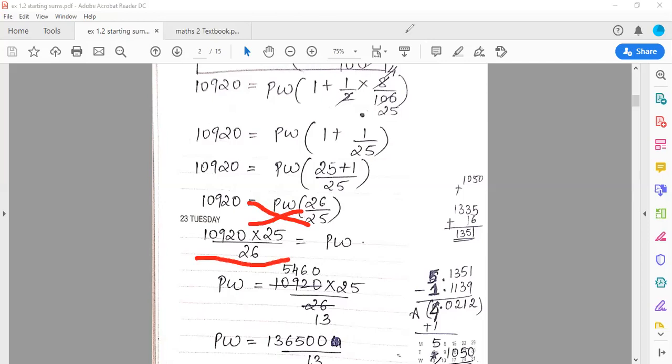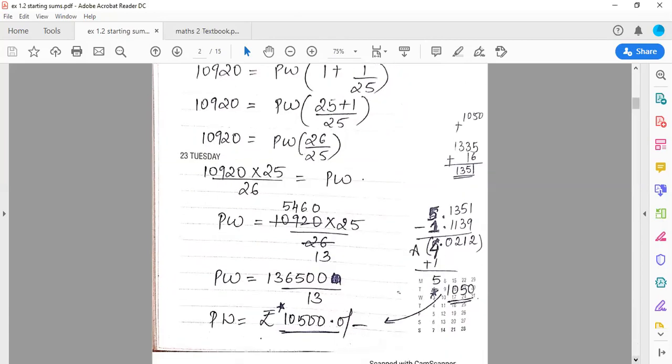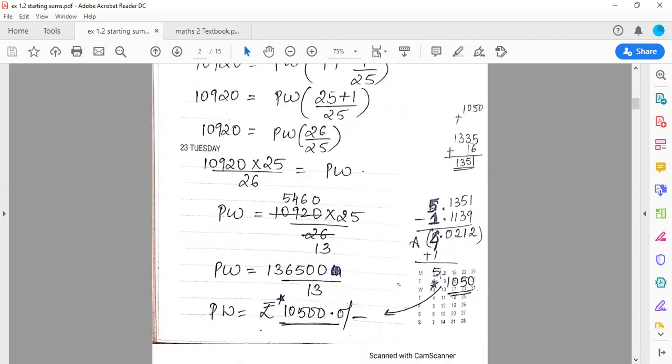10,920 into 25 divided by 26. So the PW value I have solved with the help of log. As you all can see the working on the right hand side. Remember log, you have to practice log. Just for a quick revision, I'll explain to you all. There were 1, 2, 3, 4, 5, 6 digits. So 6 minus 1, 5. Always remove the characteristic first.